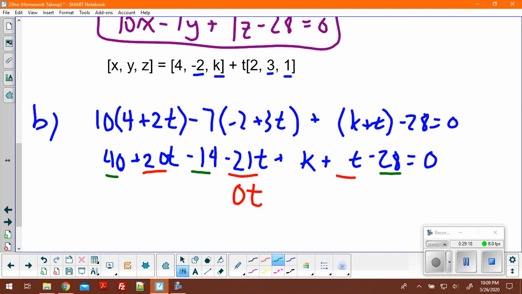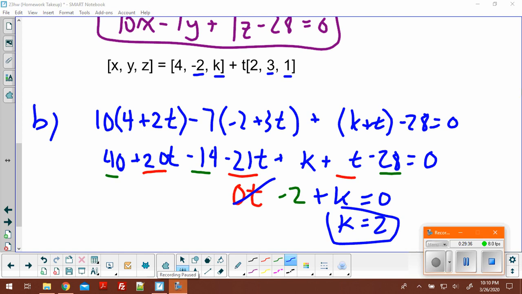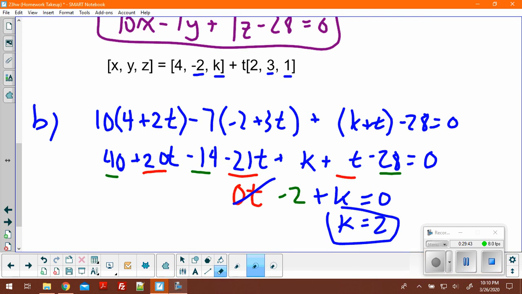Okay, negative 2. I get negative 2 from all those constants, and I still have a plus k kicking around. The t's are gone. I rearrange it, and k should be equal to 2. Okay, and again, check with the back of the book. It's not 2.